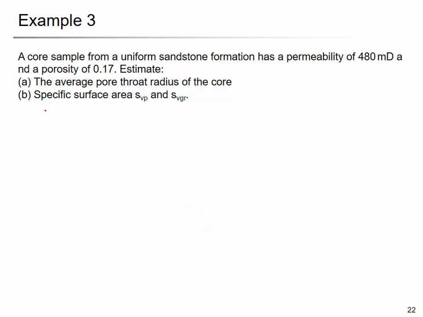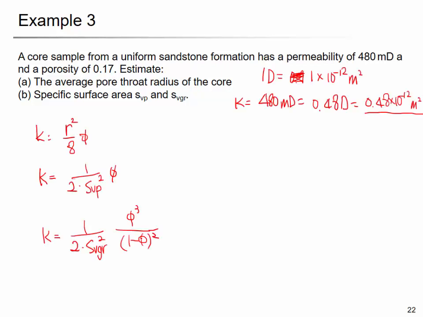Okay, example three. I'll give you maybe 3 minutes to calculate. A core sample, a uniform sandstone formation, has a permeability of this and a porosity of this. Estimate the average pore throat radius of the core. So if you use these three equations, you can estimate the pore throat radius and specific surface area from these two parameters. So what do we have?